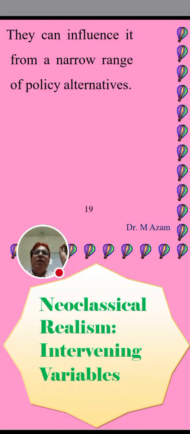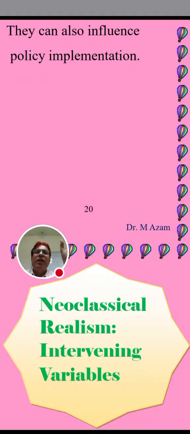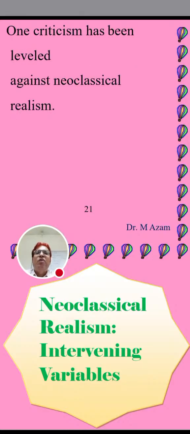So these intervening variables can influence foreign policy making when there are limited options. They can also influence policy implementation. On the one hand, they influence foreign policy making. On the other hand, they also influence foreign policy implementation, the enforcement of foreign policy.